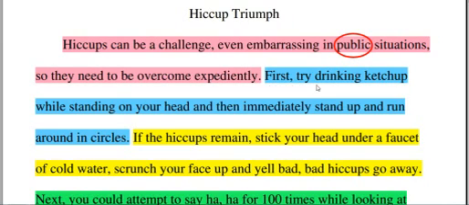Next sentence. First, try drinking ketchup while standing on your head, and then immediately stand up and run around in circles. There are no quality adjectives in here. We don't have any describing words that come right before nouns. Remember, you have to have 3 of these. We already have 1, so we only need 2 more. If the hiccups remain, stick your head under a faucet of cold water, scrunch up your face, and yell, "Bad, bad hiccups, go away." We do have 1 quality adjective in here. It's right here with the word cold. It tells you what kind of water.